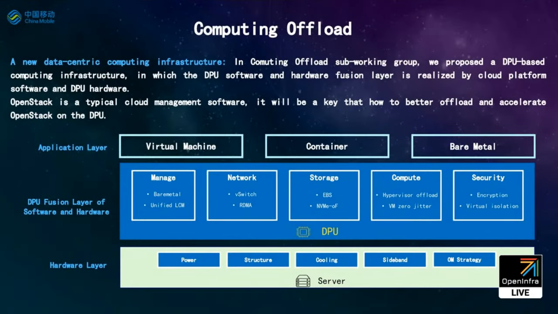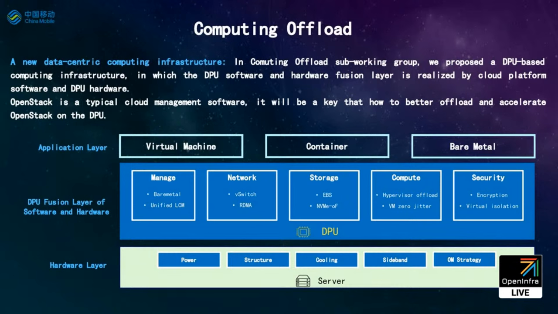This is the computing offload subgroup. In this group, we are focused on the DPU. As we know, the DPU is called the third main data center chip or processor after the CPU and the GPU. The core technical concept of the DPU is offload, so that we can offload many virtualization components from the CPU to the DPU to get a more flexible, lower overhead, and higher performance cloud platform.